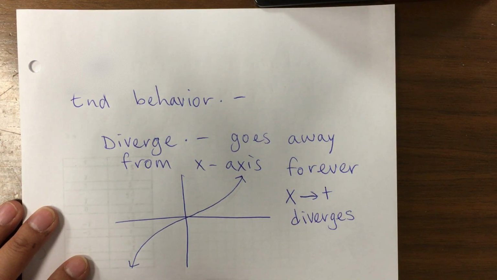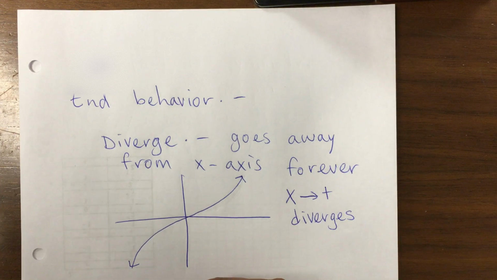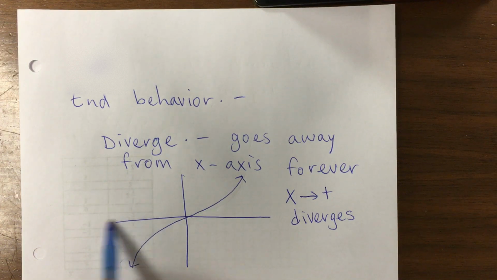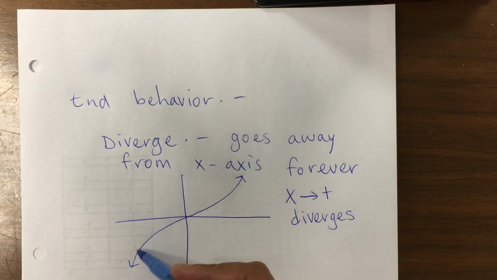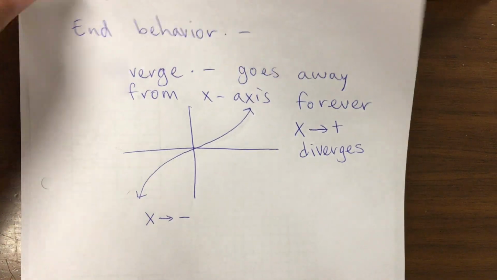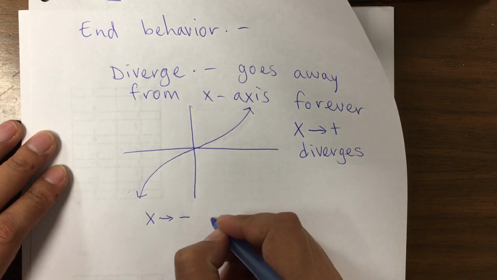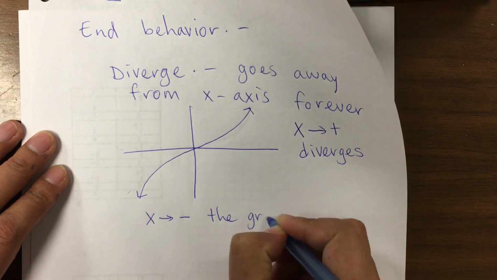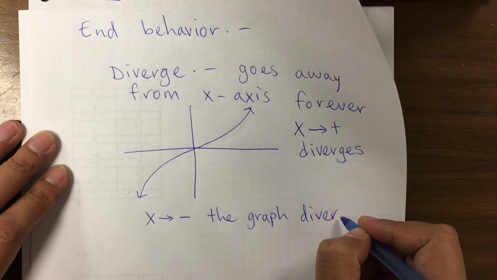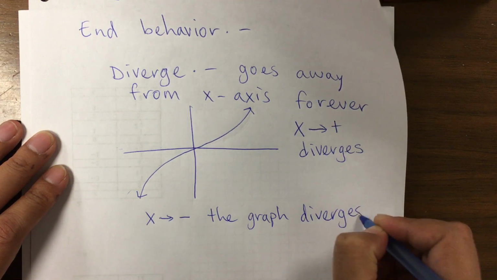As x goes to the negative numbers, it also diverges. You can see that it goes away from the x-axis, okay? It's going away and away and away. It's getting farther and farther away. So as x goes to the negatives, the graph diverges. Okay?